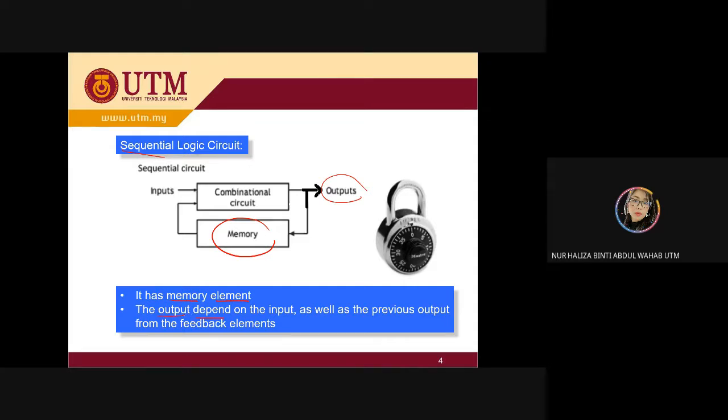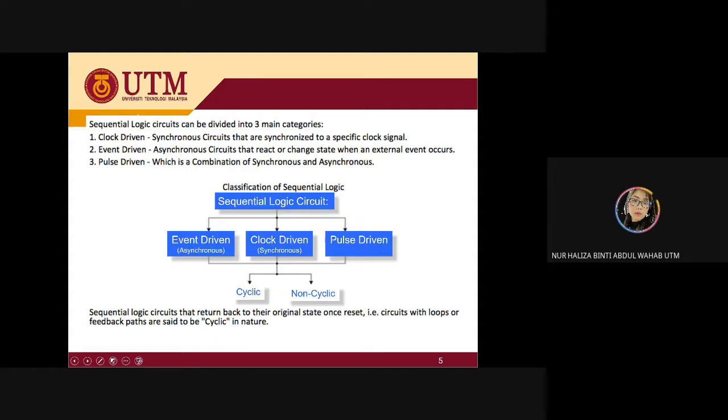The output depend on the input as well, which is mean with your previous output from the feedback elements. So you need to remember your output will be depend on your input and the previous output. Okay, done at this part.